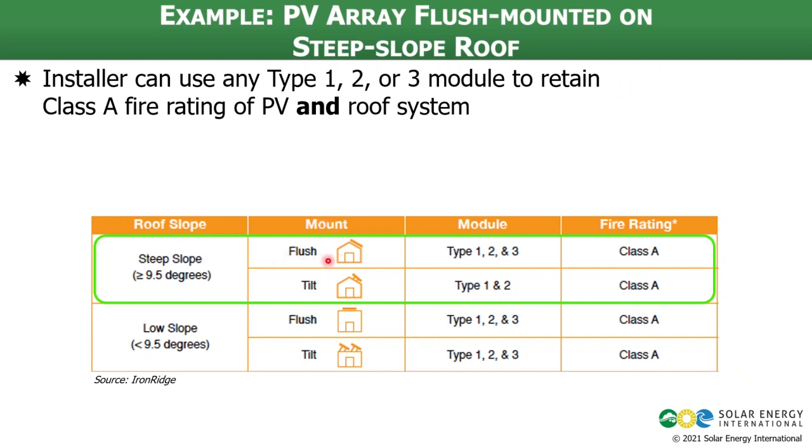Now remember, that's for the flush-mounted PV system. We can use type 1, 2, or 3 module to retain the Class A fire rating of that PV system, right? The modules and the racking system. Now, if you had a tilted rack on a steep slope, you could have type 1 or 2 to still retain that Class A fire rating. And then there's also low slope, but basically if you use type 1, 2, or 3 module on either of the mounting types on a low slope roof, you can get Class A fire rating.